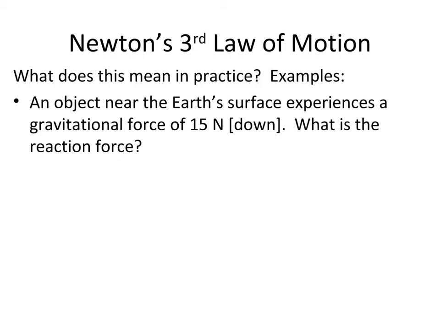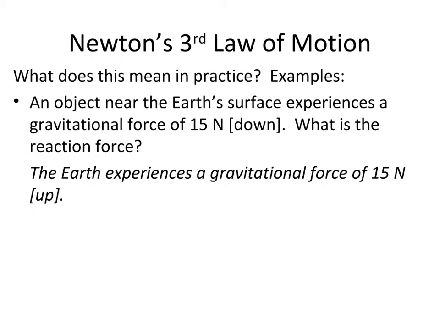Let's look at some examples. An object near the Earth's surface experiences a gravitational force of 15 newtons down. What's the reaction force? Well, here the two objects in question are the object with the gravitational force acting on it and the Earth. So the Earth experiences a gravitational force of 15 newtons up. So the object experiences a gravitational force from the Earth pulling down, and the Earth experiences a gravitational force of 15 newtons up exerted by the object.